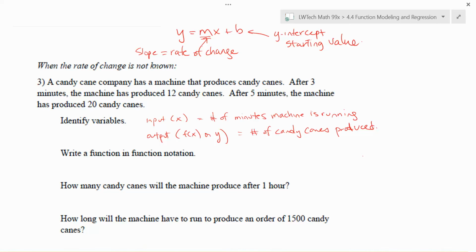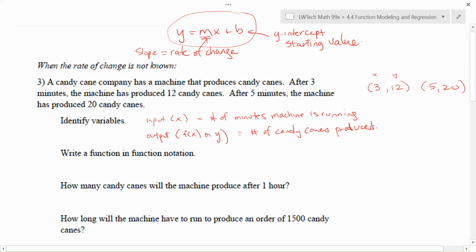Now, you can do a little bit of reasoning here, but a really good strategy if you get stuck when you come into a problem like this is to identify a couple of points. What we need for our general equation form is the slope and the y-intercept, and we can always find the slope if we know 2 points. Well, in this case, we actually do know two situations. We know that after 3 minutes, the machine makes 12 candy canes. So we can plug in an x value of 3 for our input, and we get a y value of 12 for our output. 3 minutes, 12 candy canes. Similarly, after 5 minutes, the machine has produced 20 candy canes. So we can think of 5, 20 as a second ordered pair point.